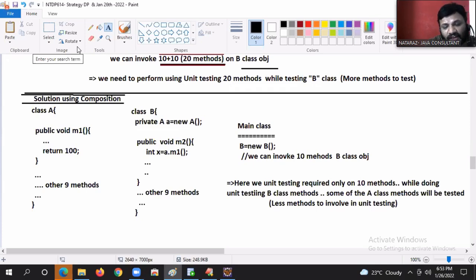Yeah, inheritance is good. Composition is good. Personally convinced or not? I hope you understood the points or not.